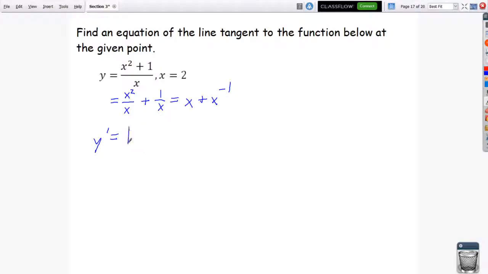Or I can find the derivative of x plus x to the negative first. Derivative of x is 1. Derivative of x to the negative first plus, bring your exponent down, negative 1. x to the negative 1 minus 1 gives me negative 2.